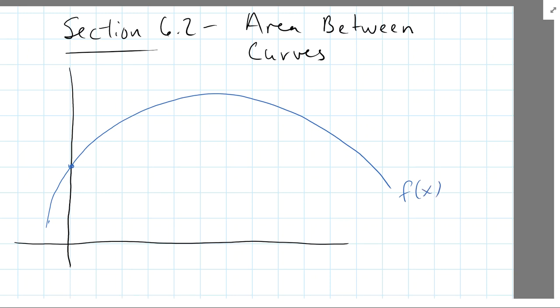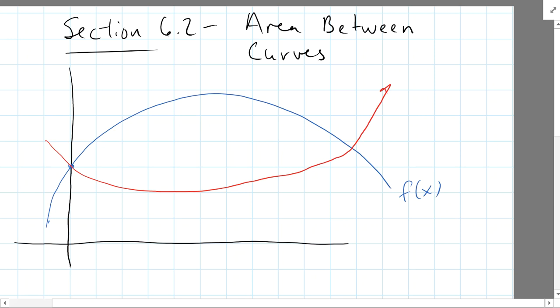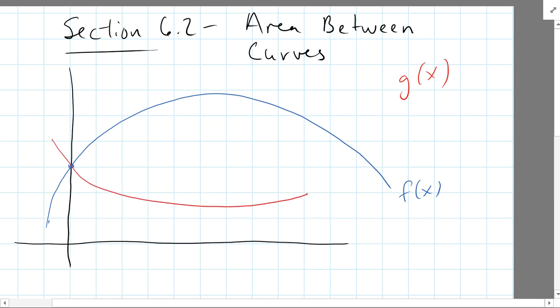And then I have another curve, g of x. Same y-intercept. This is g of x. It opens upwards. It's kind of hideous. Oh, that's really hideous. I got to do better than that. I could draw a better parabola than that. There we go. That's better.